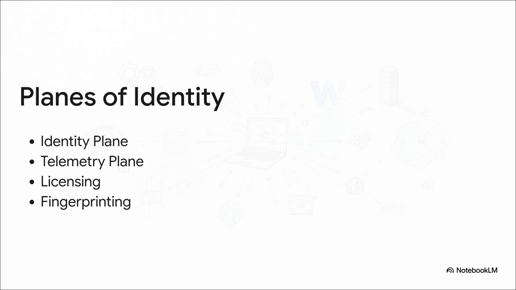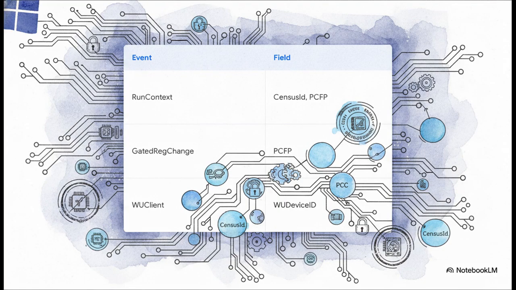You've got the identity plane, where the GDID lives, the telemetry plane handling background diagnostic events, the activation and licensing plane, which is tied to your physical hardware, and finally, a passive fingerprinting plane. They are all operating simultaneously. Just think about the sheer volume of identifiers silently transmitted in diagnostic telemetry events. A routine run context event transmits a census ID and a PCFP, which is a system ID calculated by hashing your actual hardware. A WU client event for Windows Update sends a WU device ID.